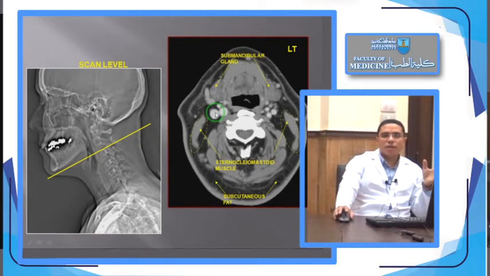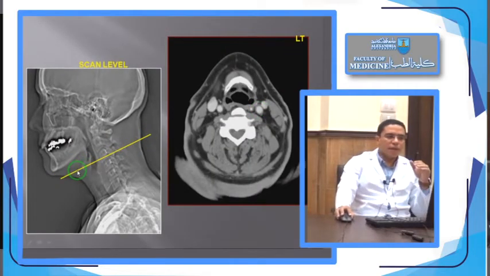The vagus nerve usually doesn't appear because the CT scan doesn't show nerves. If you want to do an imaging study to see a nerve, you have to do MRI. So here the most lateral structure is the internal jugular vein. And because we are at a high level, the common carotid artery is bifurcated into internal carotid and external carotid. So these three structures are the internal jugular vein and the internal carotid and external carotid arteries.